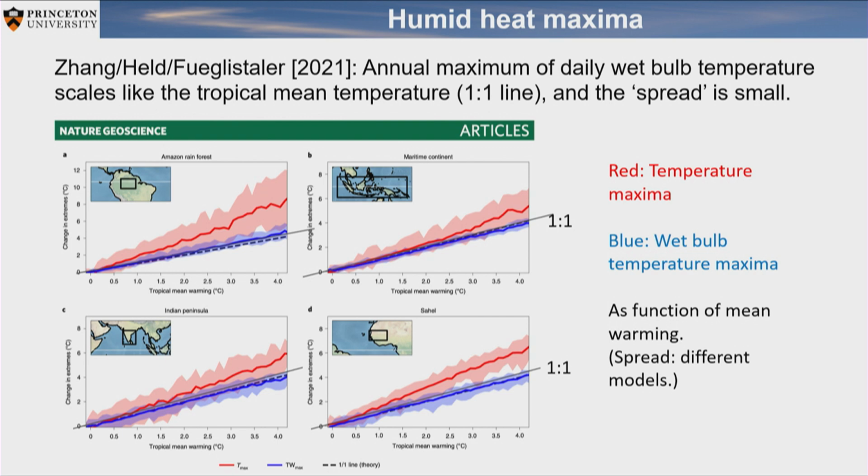And so if we then calculate the wet bulb temperature maxima, you see this is the one-to-one line, and now it's true that the maximum wet bulb temperature in this domain at any given time is correlated one-to-one with the average temperature of the ocean at that moment.